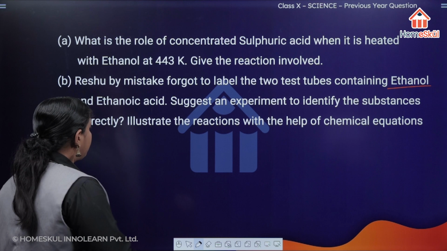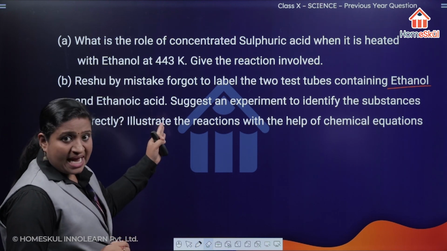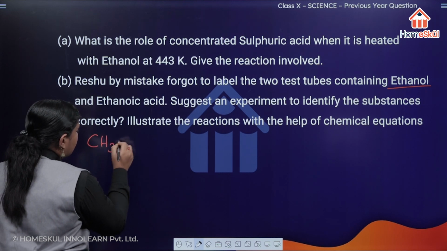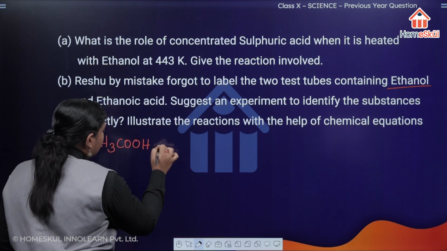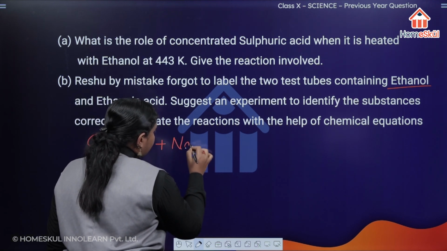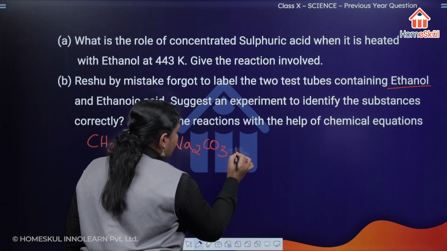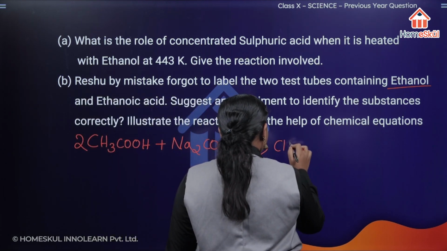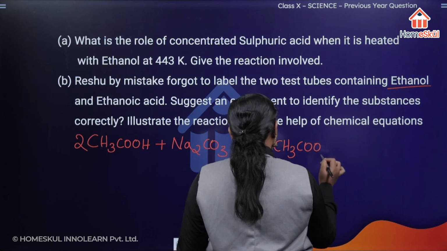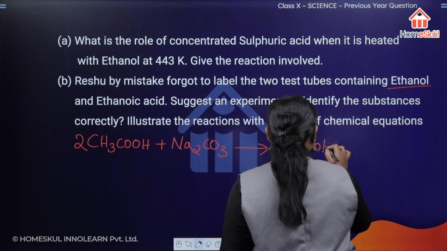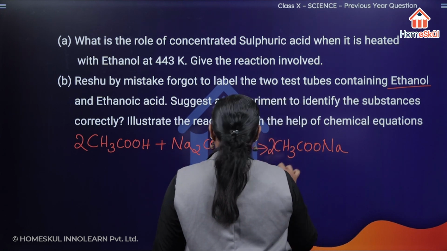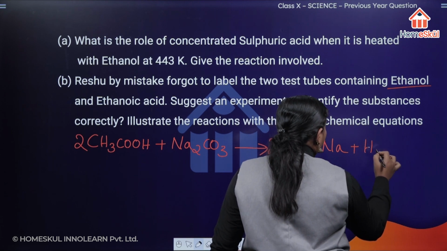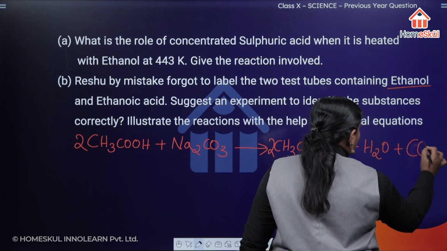So let's see the reaction for that. When ethanoic acid combines with metal carbonate, Na2CO3, what happens? It gives CH3COONa, isn't it? CH3COONa and H2O and CO2.